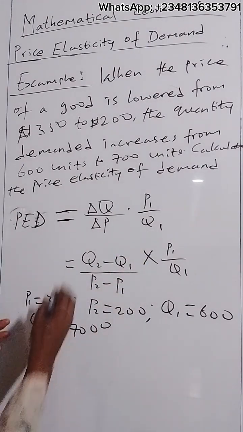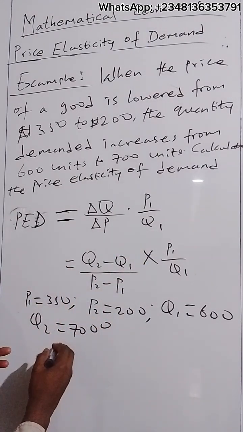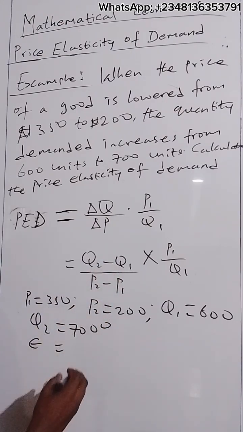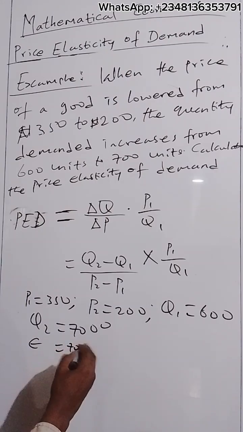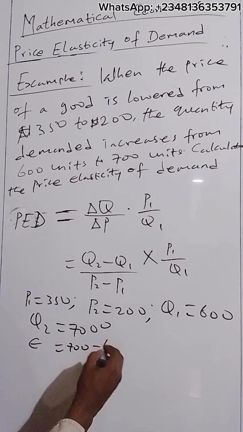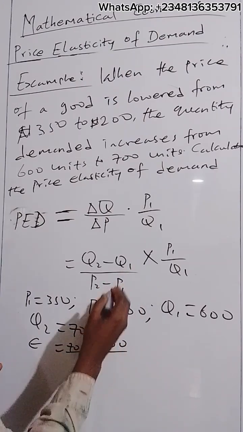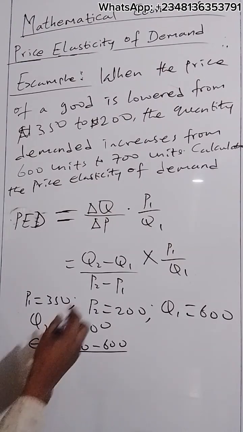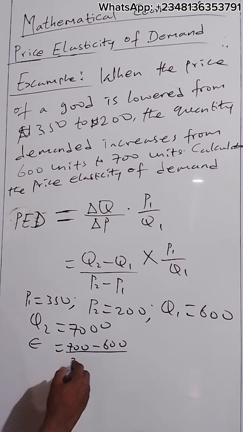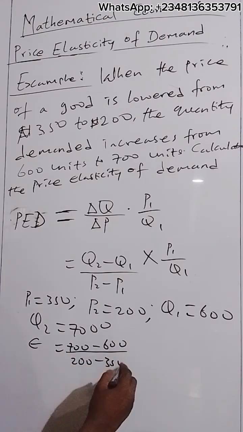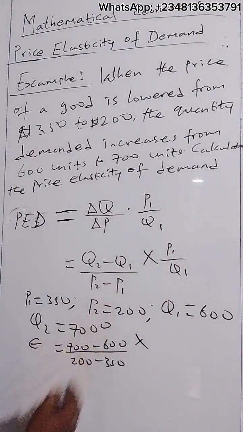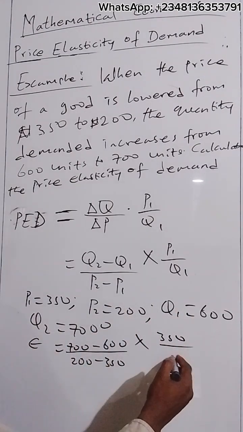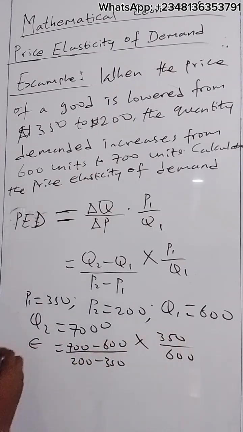We can now put this into the formula. Q2 is 700 minus Q1, which is 600, divided by P2 minus P1. What is P2? P2 here is 200, minus 350. Then we multiply by P1. What is P1? 350. Then what is our Q1? Q1 is 600. So we are good to go.